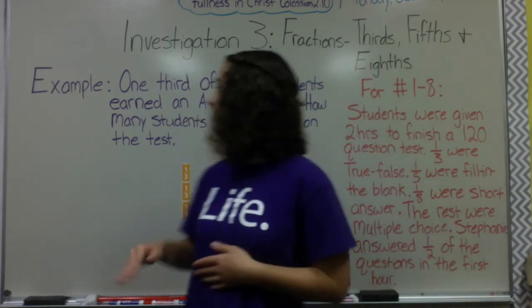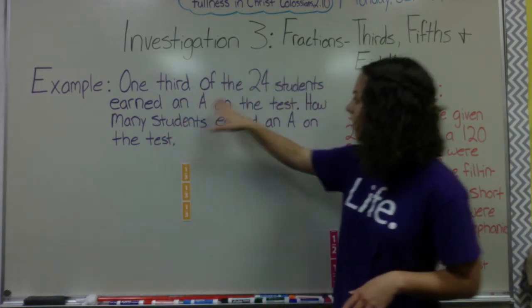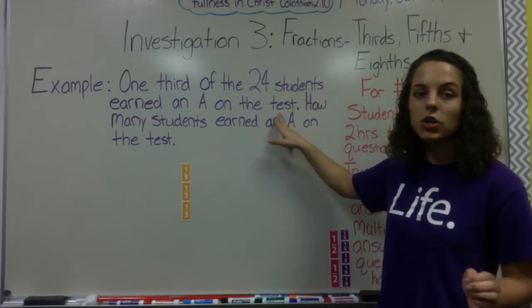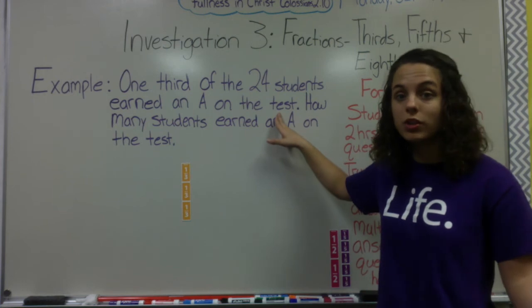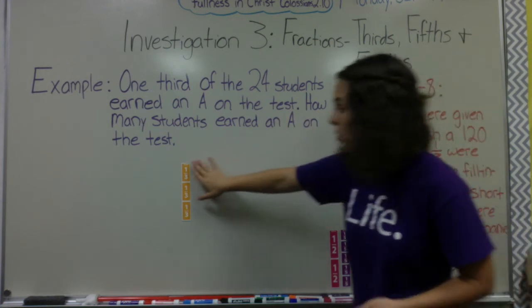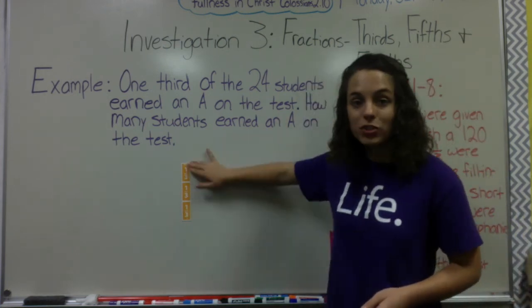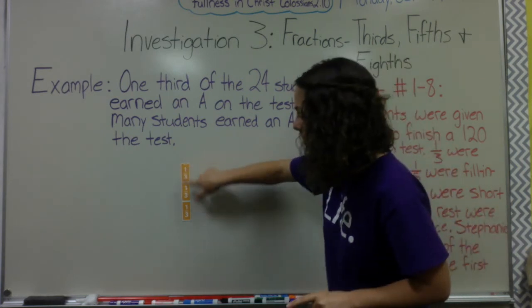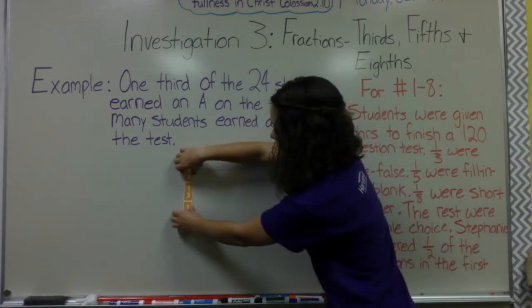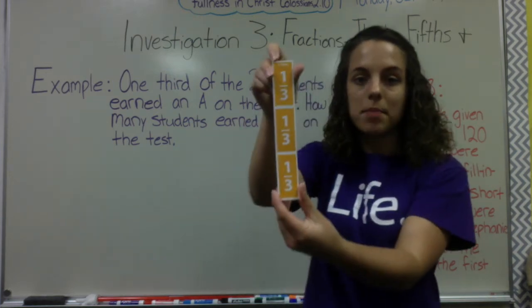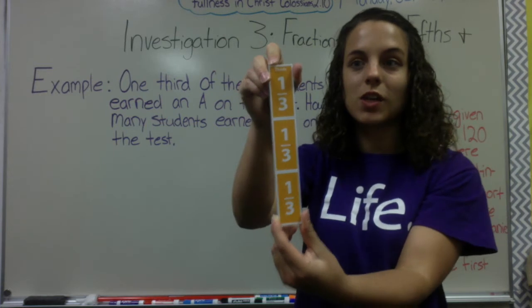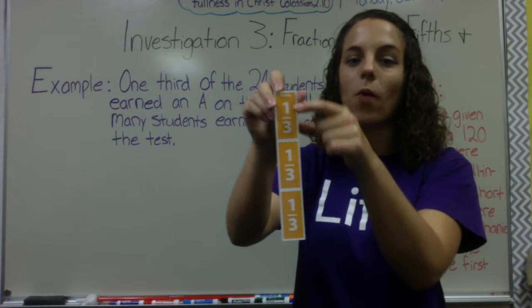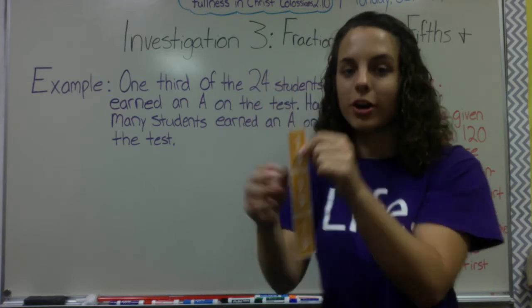Alright, so example 1 we're going to look at is 1/3 of the 24 students earned an A on the test. Okay, so what we know right now is we have 24 students all together. That's our whole, and I have a whole rectangle right here. If I have them split up into equal groups, this is my 24 students all in one rectangle, and they're split up into 3 equal groups. 1/3 of them, so one group of them, earned an A on the test.